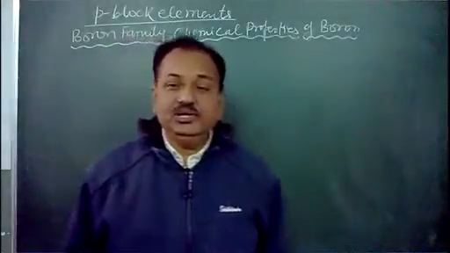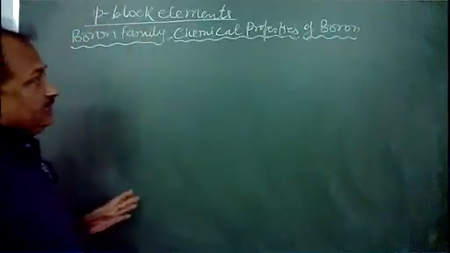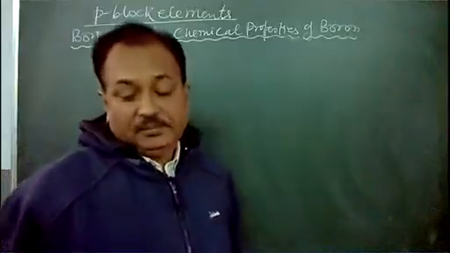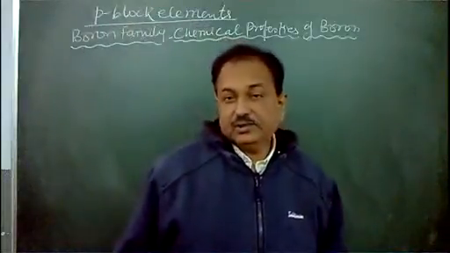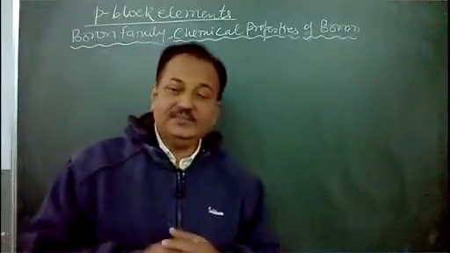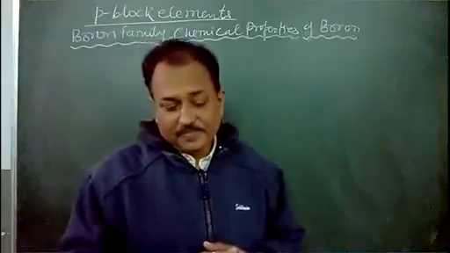I'm going to explain today a very important part in the boron family, and we will see, children, today about the chemical properties of boron. Boron is a typical metal. It is a very hard metal, children. Very hard metal. It is very similar to aluminium.